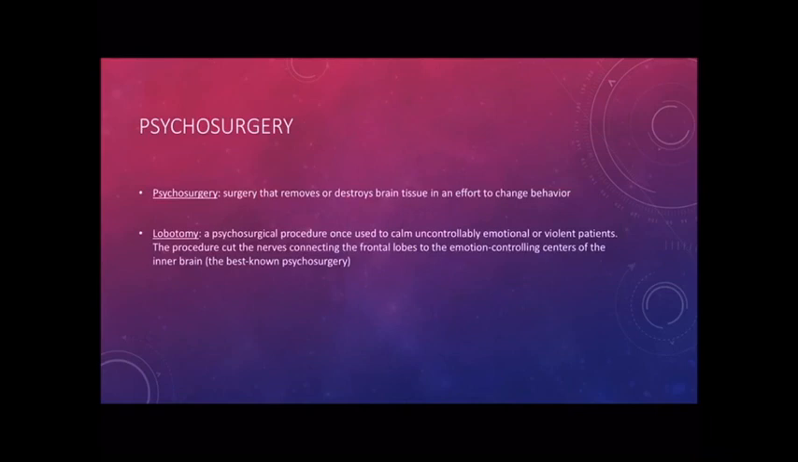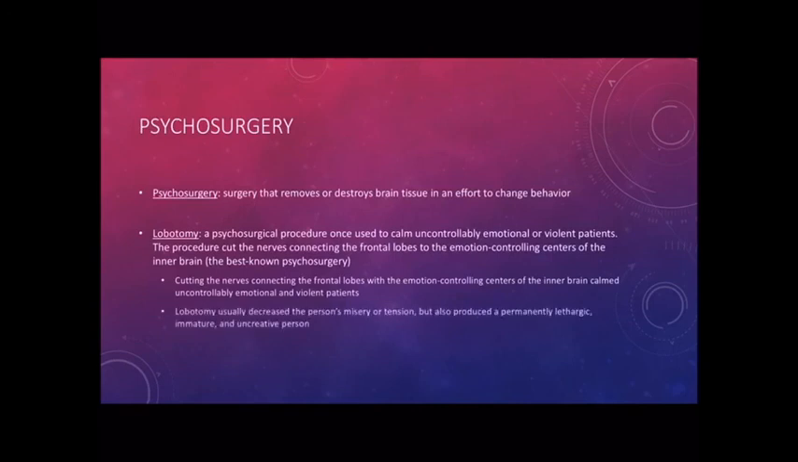And especially because there were some really evil parents who claimed that their children had these issues, and then they would get them lobotomies and their children would be vegetables for the rest of their lives. And so by cutting those nerves, the emotion controlling centers of the inner brain, it calms uncontrollably emotional and violent patients. Lobotomy usually decreased the person's misery or tension, but also produced a permanently lethargic, immature, and uncreative person, because you're cutting brain tissue, and in the frontal lobe, no less, the part that we need most for judgment and planning and maturity and decision making.